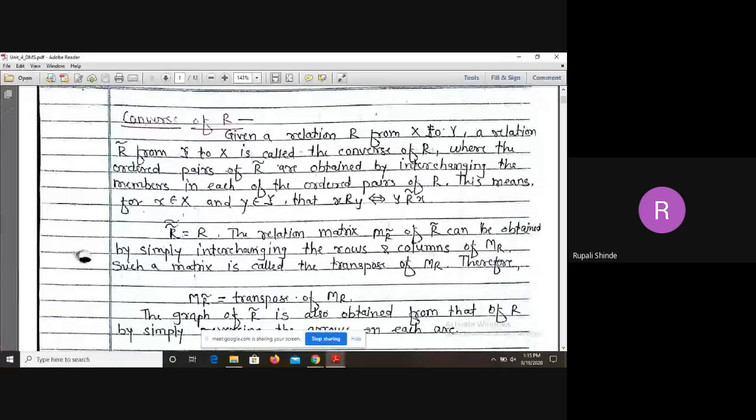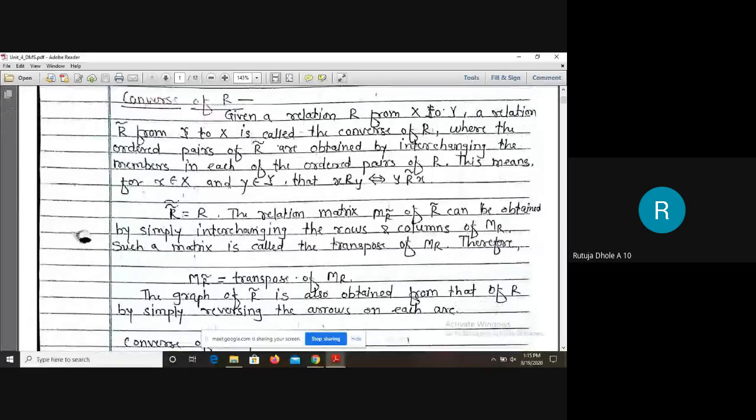Understood now? Yes, ma'am. So here, R converse converse is equal to R. This is the same as the negation that we have seen in the first chapter. Negation of any variable will give you the original variable, like negation of negation P is equal to P. The negation gets cancelled. Likewise, the converse gets cancelled and you will get relation R only.